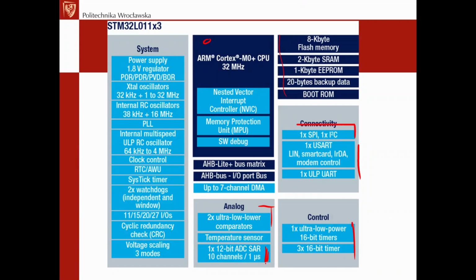So, a 12-bit SAR ADC with 10 channels and 1 microsecond conversion time. So much faster, 10 times faster, and much more accurate than in the case of AVR. In the case of the core itself, we've got the memory protection unit you can enable. This is M0 Plus. In M0, the MPU is missing.